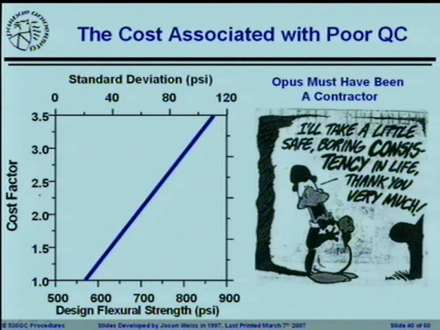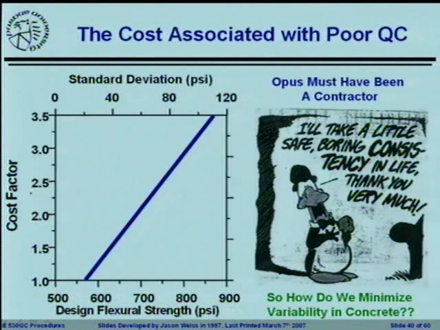All right, so Opus must have been a contractor because all he was really after was a little bit of consistency in life. And contractors would love to have consistency. All right? They do not want to come in and find a surprise every single day. At least I don't think so.